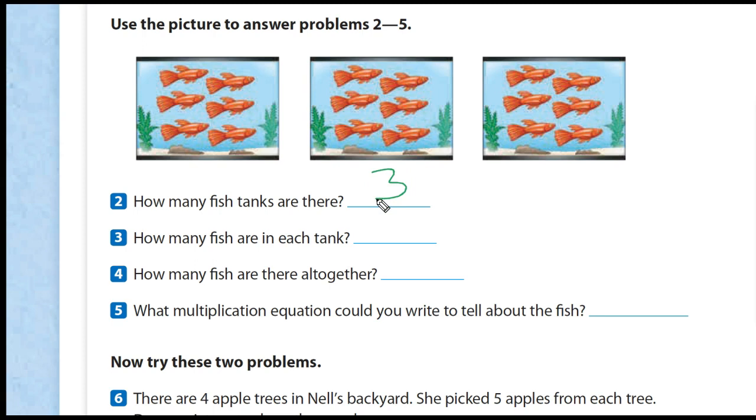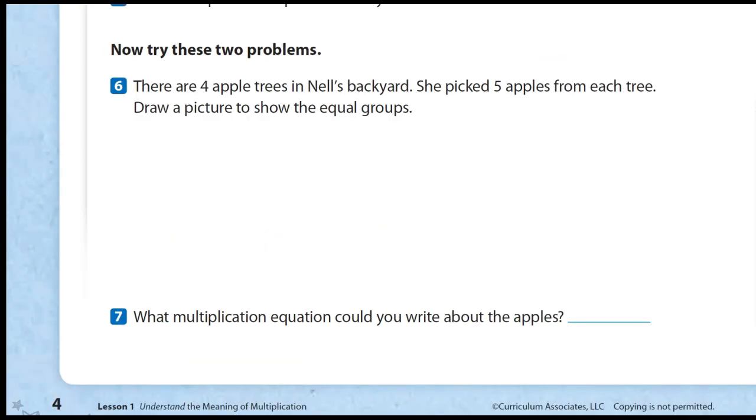How many fish are in each tank? Six. Well, let's see, 1, 2, 3, 4, 5, 6. Yes, 6. How many fish are there all together? I could count all of them. If there's six here, six here, and six here, that would be 18. What would be my multiplication equation? 3 times 6 equals 18. Perfect.